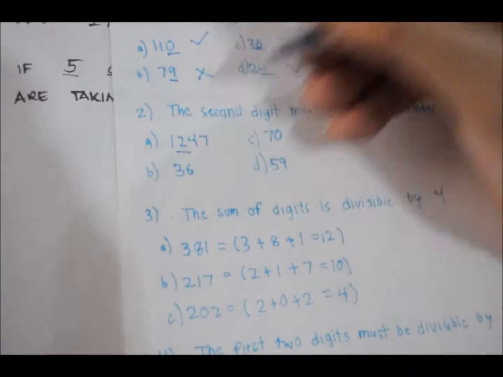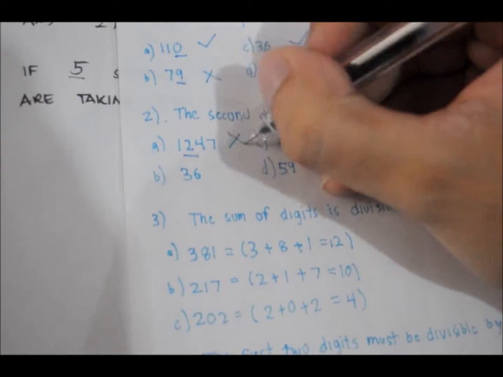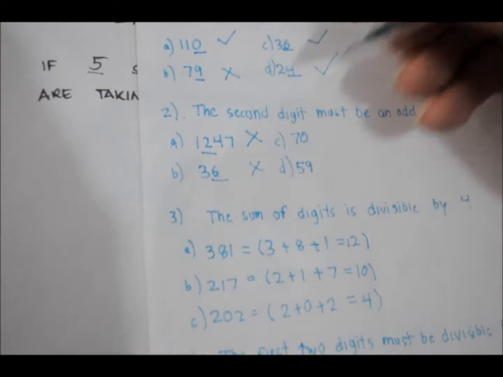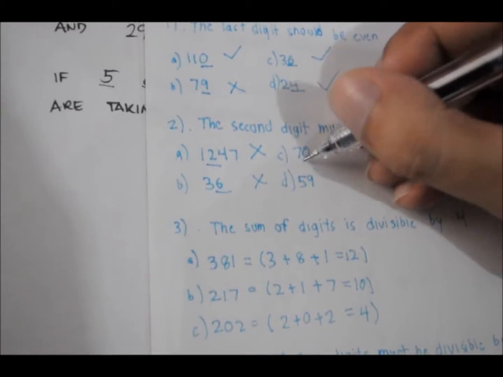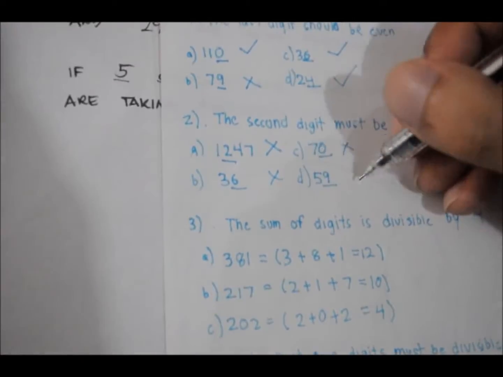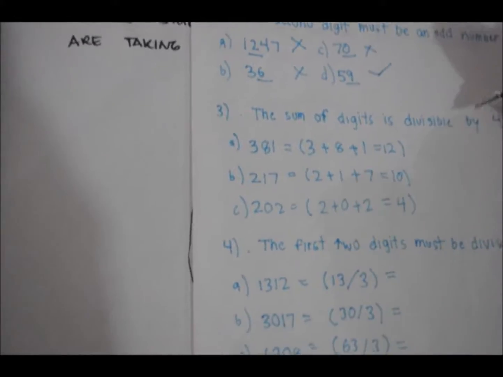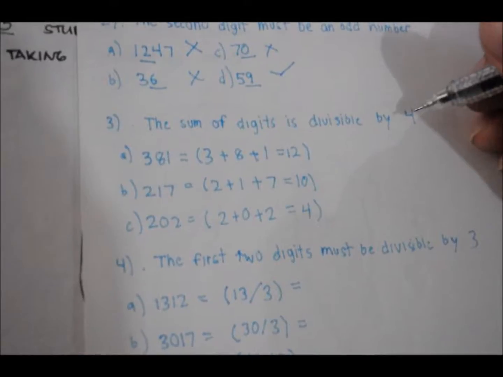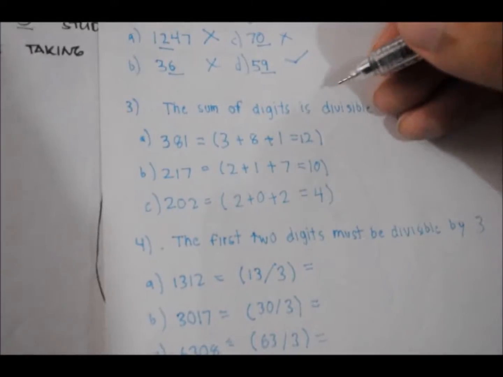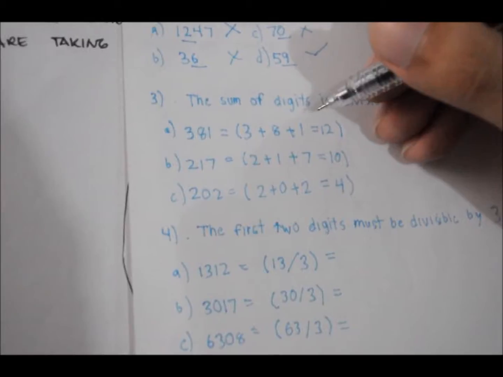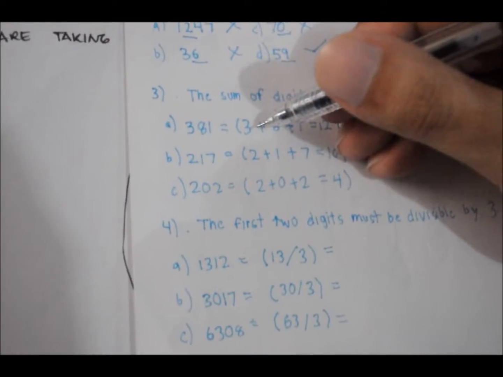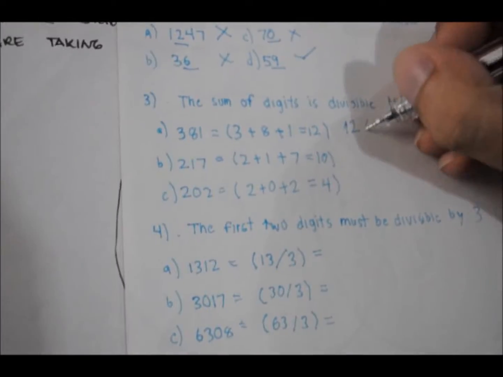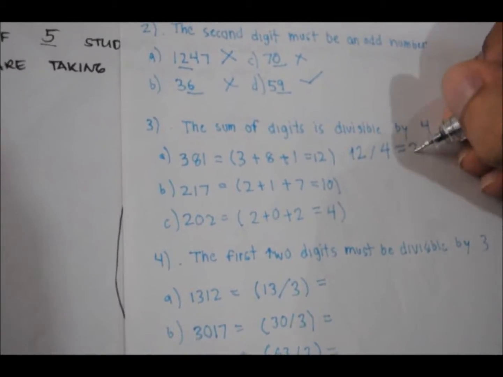A, it does not satisfy the condition, so X. 36, X also. 70, X also. 59, yes, it satisfies the condition. Third problem, the sum of digits is divisible by 4. So 381. We're going to add 381 and get this. 3 plus 8 plus 1 is equal to 12. And 12 is divisible by 4. That results into 3. So check.